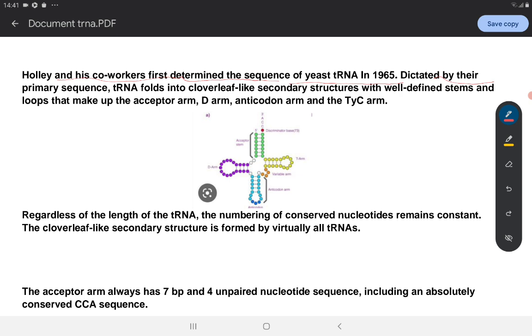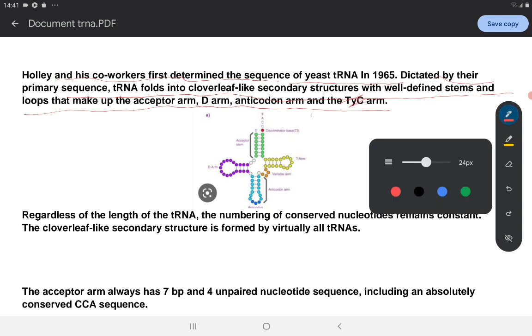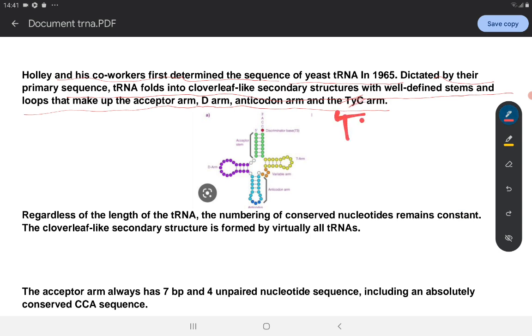Dictated by their primary sequences, tRNA folds into a clover leaf-like secondary structure with well-defined stems and loops that make up an acceptor stem, D-arm, anticodon arm, and T-arm. This is not the T-psi-C arm, but this is the T-Psi arm, right? This is the T-Psi arm. So let's zoom into the structure and let's see.